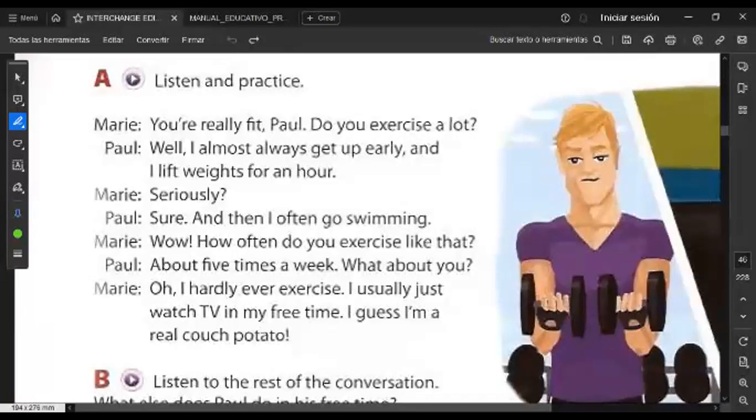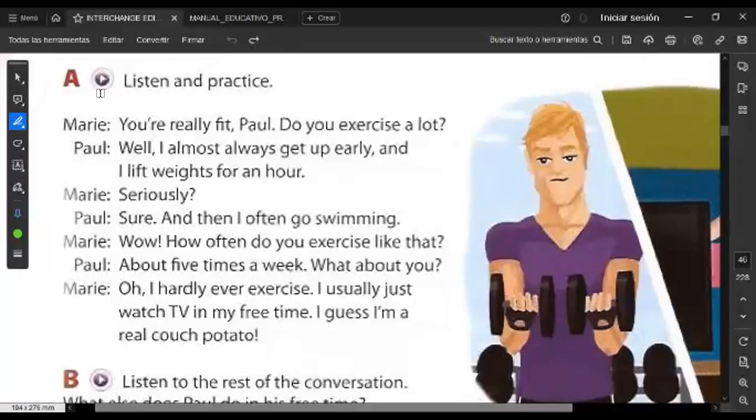Okay, excellent, very good. Do you have any question with pronunciation or vocabulary? No. Me cuesta este. ¿Cuál? El de las pesas. I lift weights for an hour. Okay, escuchemos una vez más la conversación, así repito la pronunciation.